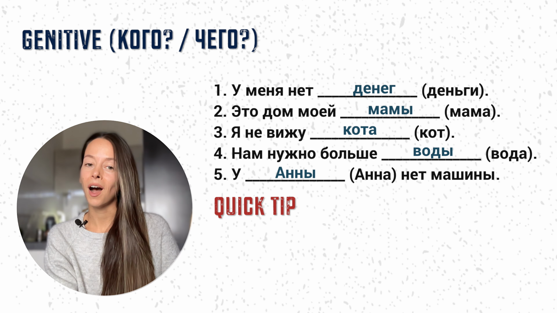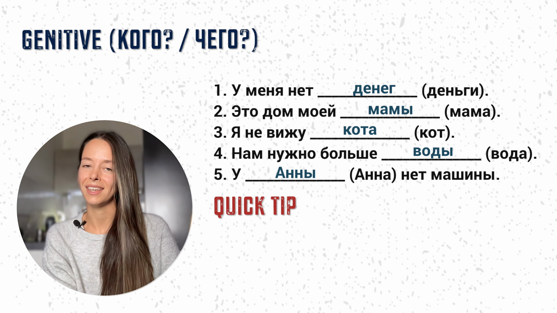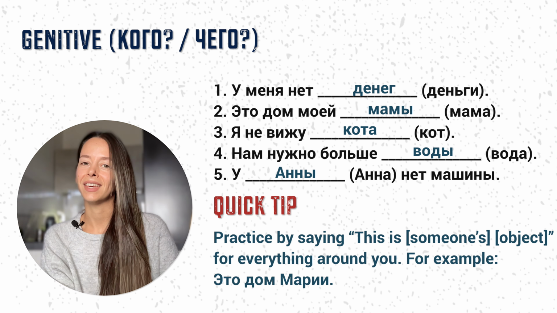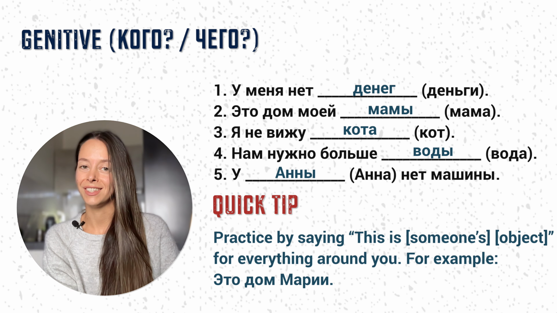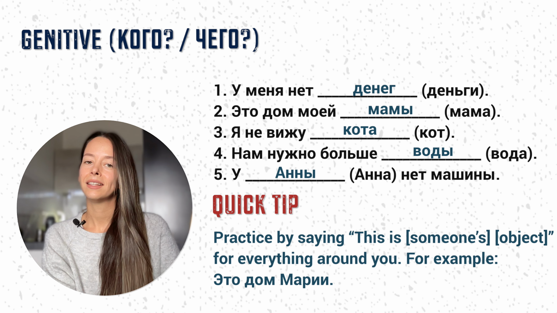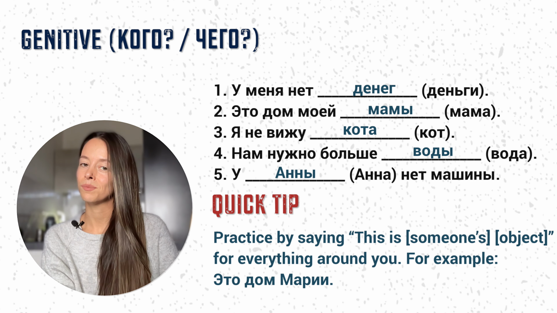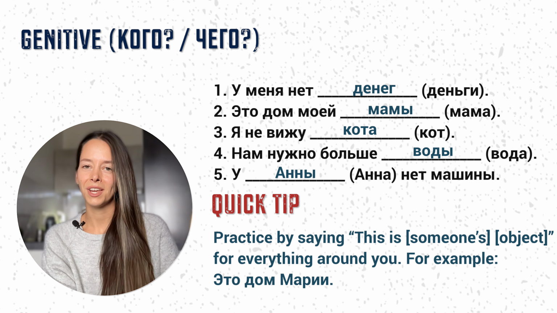Here is a quick tip how to practice the genitive case. You can practice the genitive case by saying this is someone's object for everything around you. For example, это дом Марии. This is Maria's house. It's a great way to get comfortable with the genitive case.